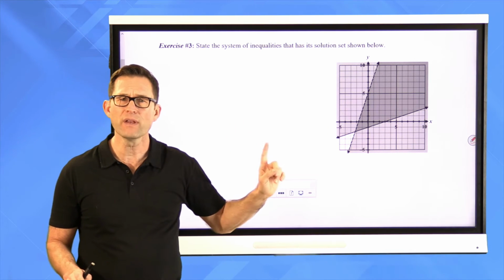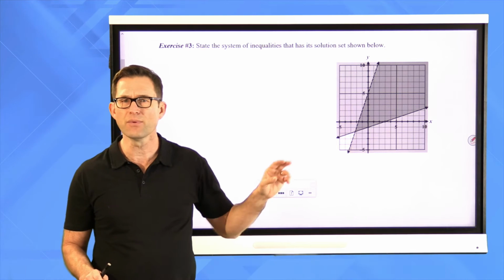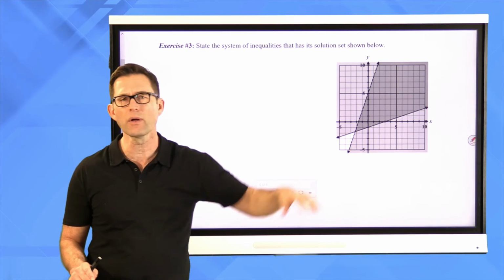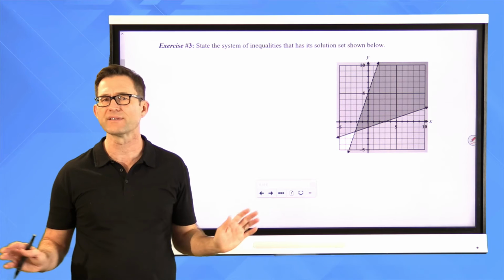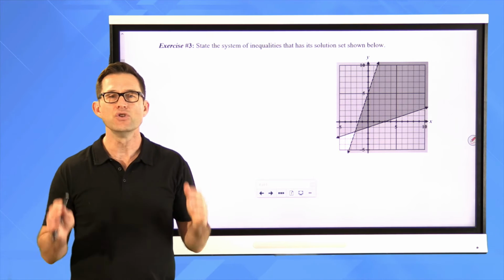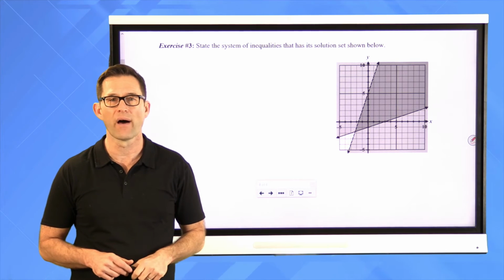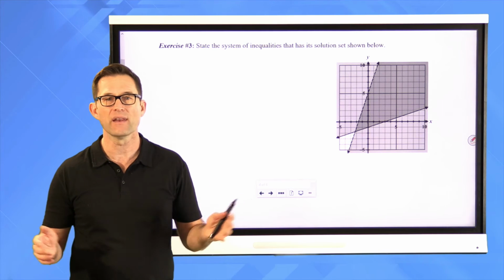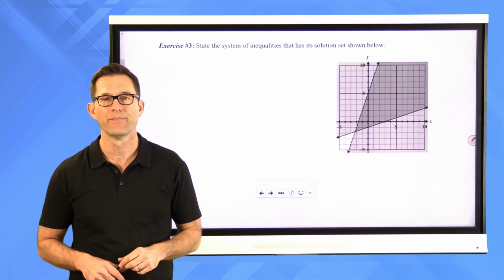So pause the video now and see if you can figure out simply the equations of the two lines. Don't worry about the shading, don't worry about greater than or less than or anything like that. Just try to come up with the equations of the lines that bound the shaded area. Pause the video now.